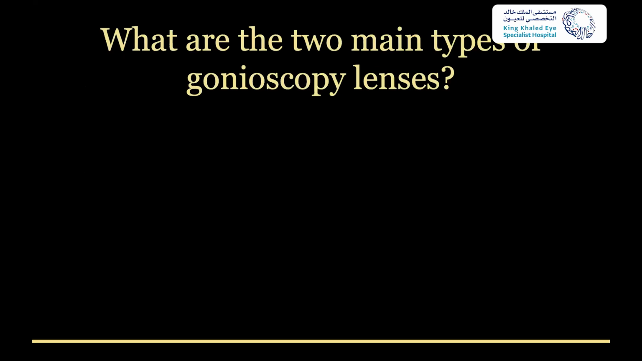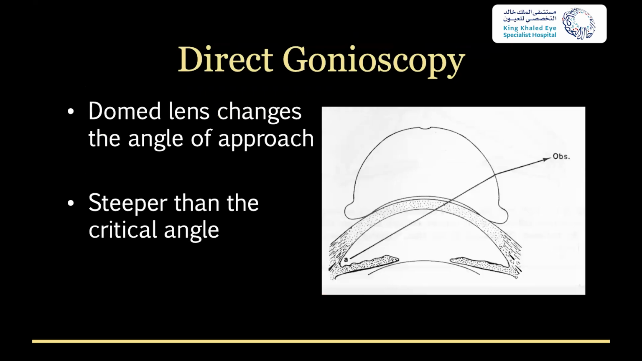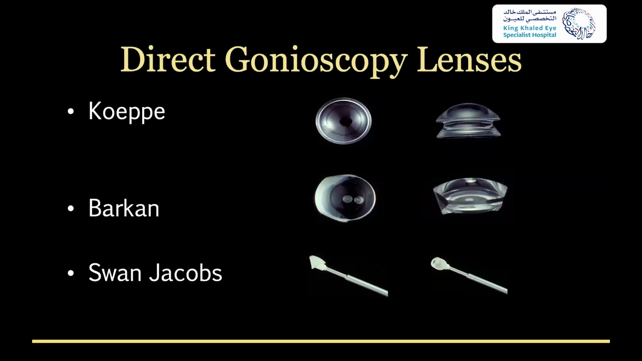So there are two main types of gonioscopy lenses. There are direct lenses in which you put a domed lens like this Koeppe lens, something much steeper than the critical angle, and that allows you to look directly into the angle. And there's a whole series of these, and there are many, many more now because of all of the angle-based surgeries that Dr. Boese is going to talk to us about.